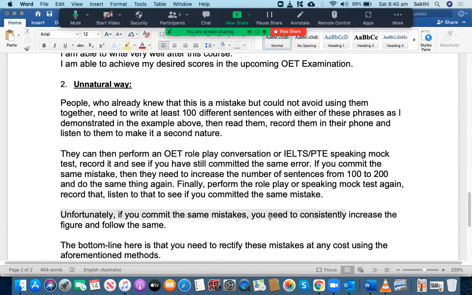You need to consistently increase the figure and follow the same. I mean, from 200 sentences, try to increase it to 500. Okay, the bottom line here is that you need to rectify these mistakes at any cost using the aforementioned methods. For many people, unfortunately, the unnatural way is one of the methods that they can follow to overcome this problem. And for some people who are smart enough, the natural way would be all right. I mean, they can use only a very small number of sentences, and then they can overcome this mistake.